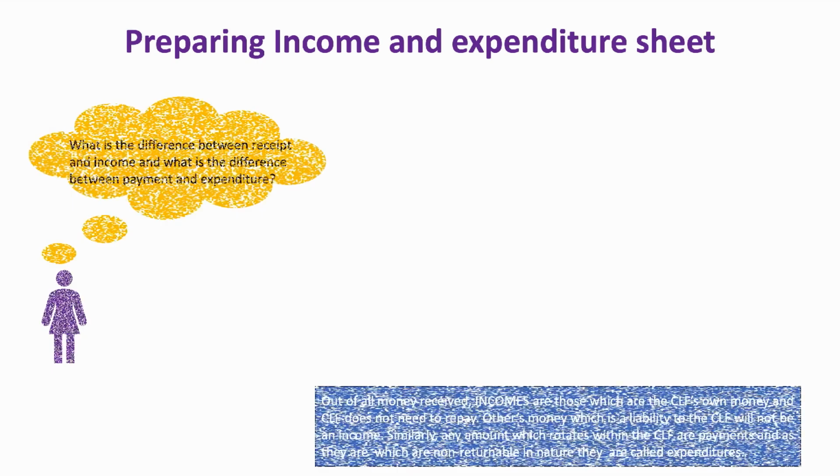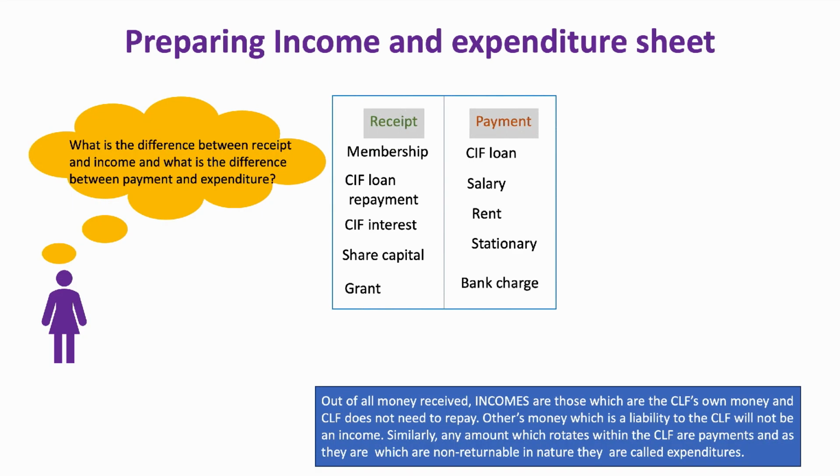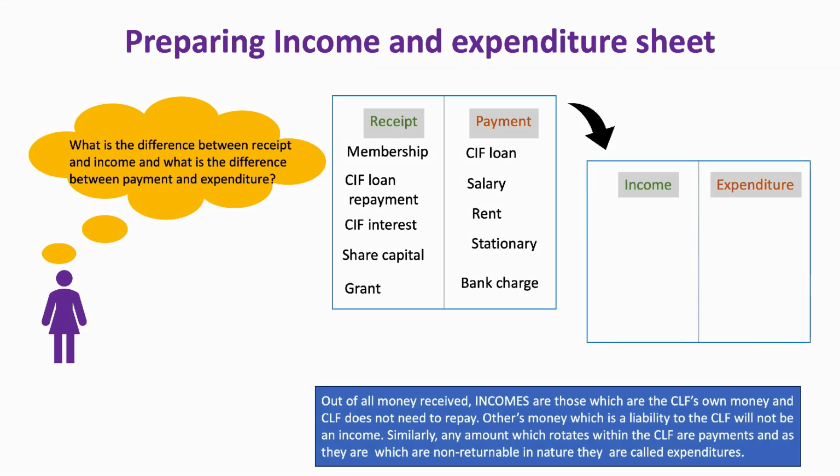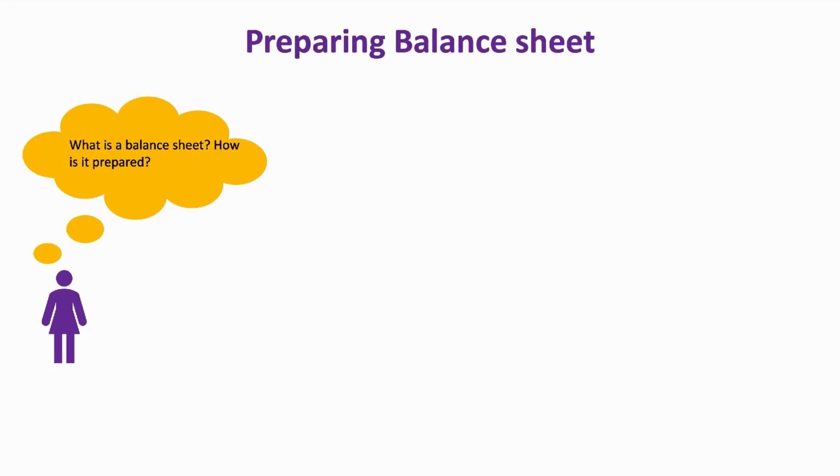We now come to the next statement, which is the income and expenditure sheet. So what is the difference between receipt and income? And what is the difference between payment and expenditure? Out of all the money received, incomes are those which are the CLF's own money and the CLF does not need to repay to others. Others' money, which is a liability to the CLF, will not be considered as an income. Similarly, any amount which is spent and is non-returnable in nature is called expenditure.